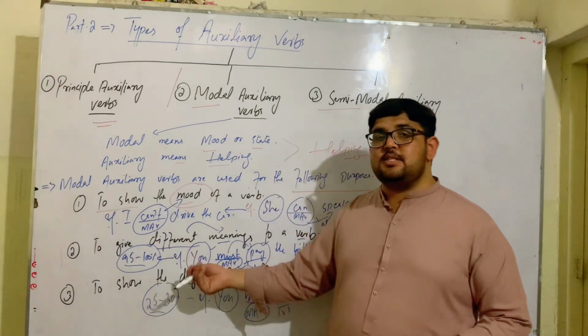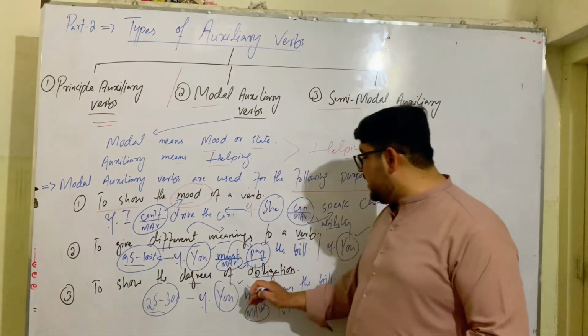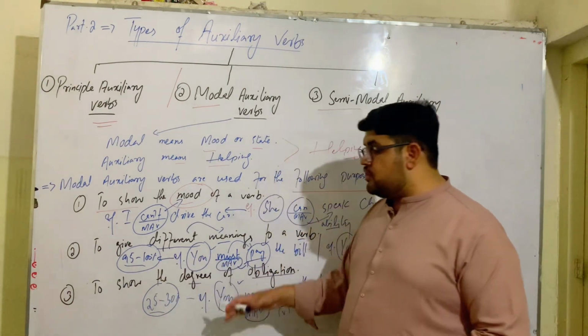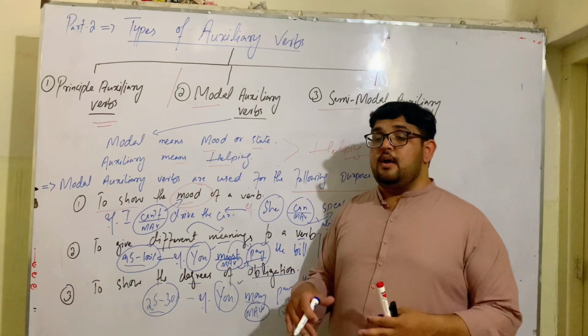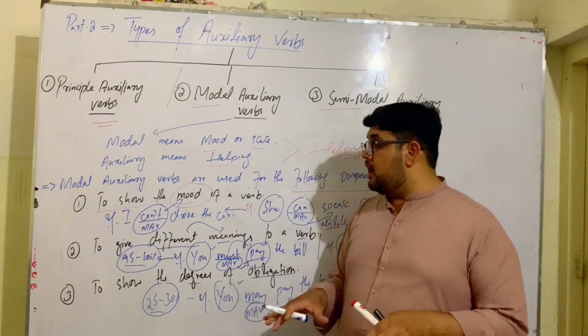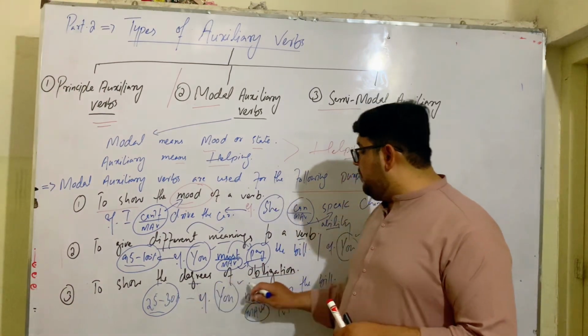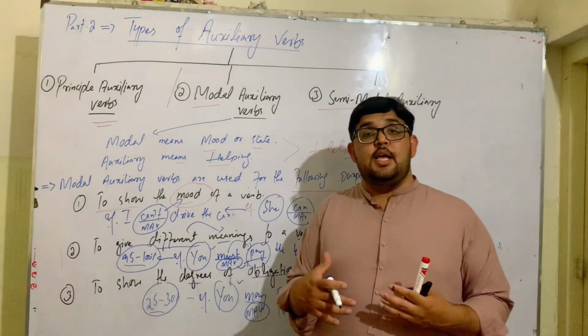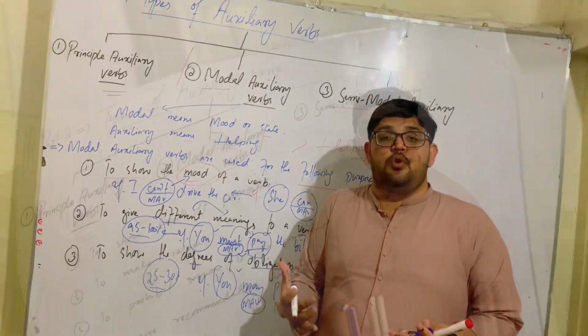So in one case it shows consequence because the degree of obligation is higher, and in the second one it shows lower degree of obligation where the degree of obligation is lower. So modal auxiliary verbs show degrees of obligation.